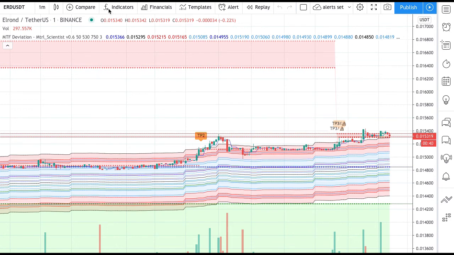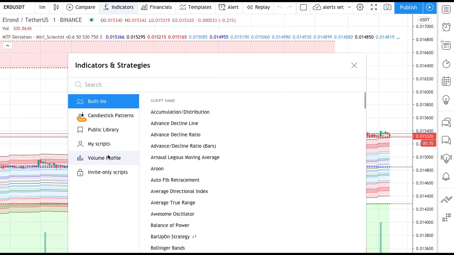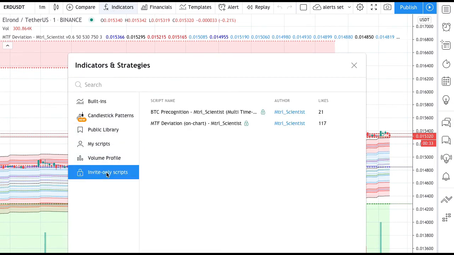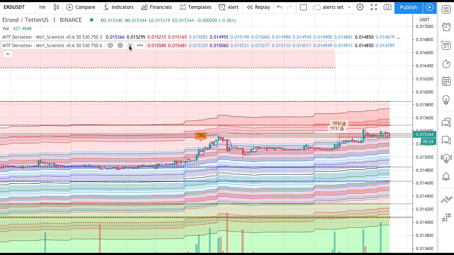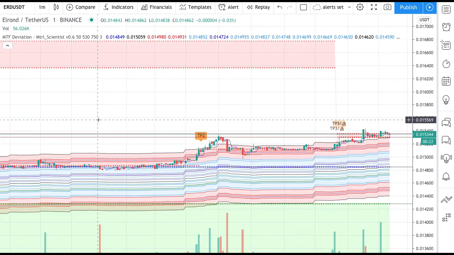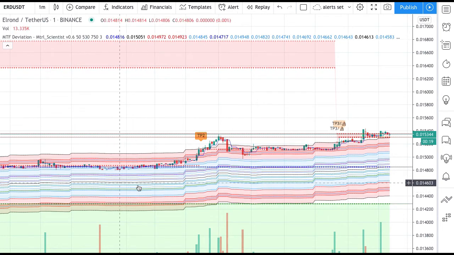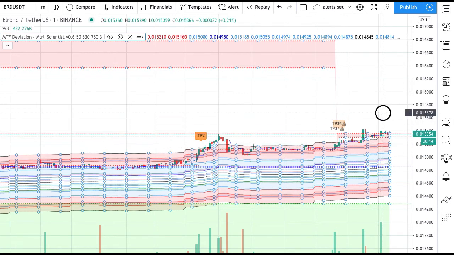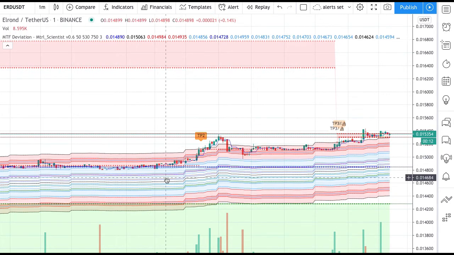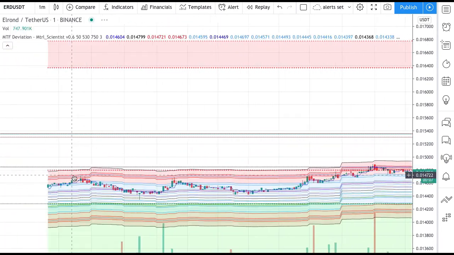So what you want to do is click on this Indicators button at the top of the screen. Then you'll go down to Invite Only Scripts, and then you're going to choose MTF Deviation on Chart Material Scientist. So click that. It'll get added to your account. Now, in my case, I already had it in there, so I don't have to re-add it. This area of the chart is the MTF Indicator. It is the tool on the chart that recognizes a condition is set and ready to trade and sends a signal to trade.